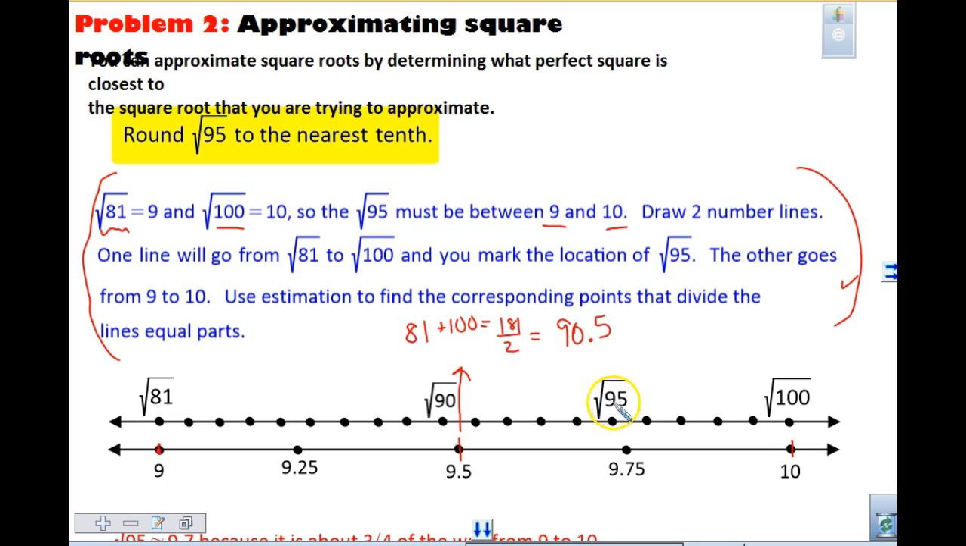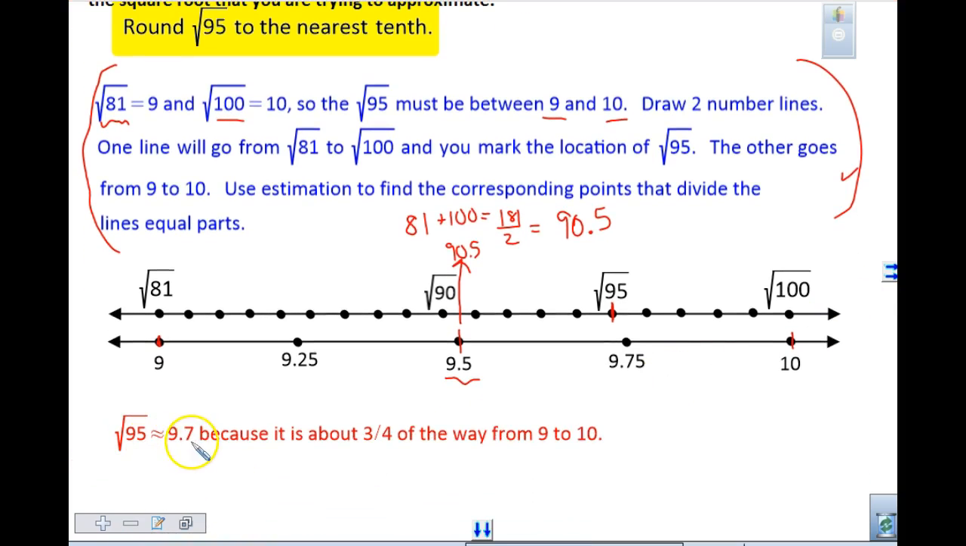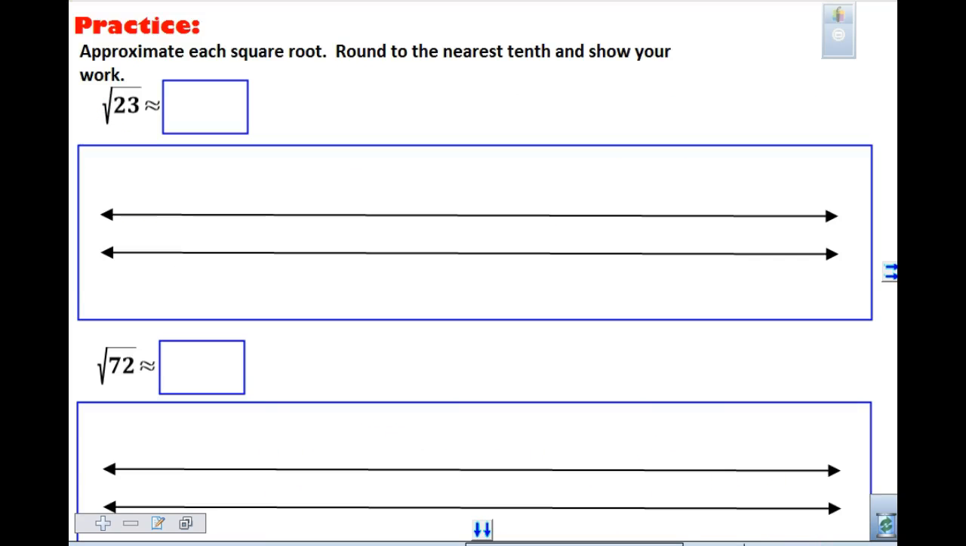Do you agree? So this number right here is 90.5. I'm going to find that on mine, okay? Then I noticed, well, 95 is bigger than that, so it's halfway between 90 and 100, so now I'm going to go, oh, I think 95 is here. And then I'm going to approximate that if this is 9.5, this might be 9.75. I might even take 9.7 from you, right? I would take that for an answer of approximating it, okay? So when we look at this, it actually comes out square root of 97 is 9.7 because it's 3/4 of the way between. So let's do this next one.